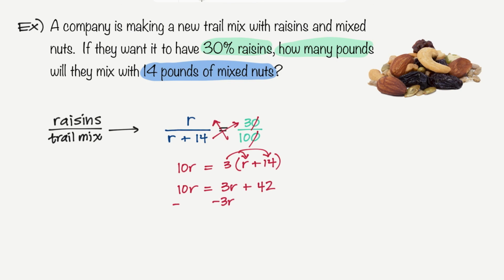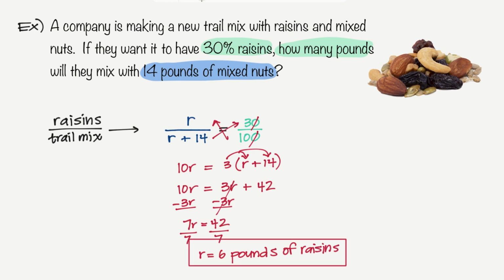Now I can subtract 3r on both sides, and I'm left with 7r is equal to 42. And when I divide by 7, the raisins will equal 6 pounds. So that is how many pounds of raisins I need for 14 pounds of mixed nuts.